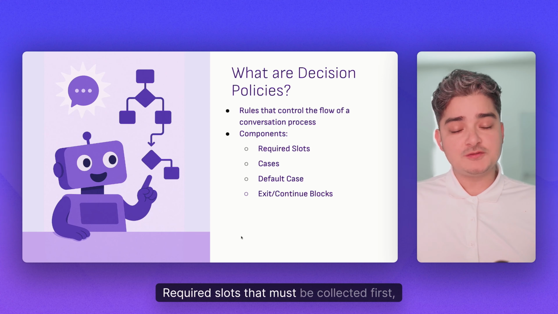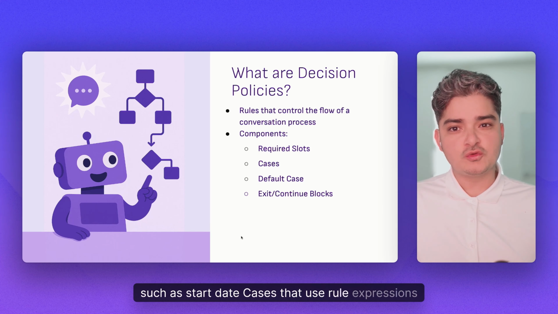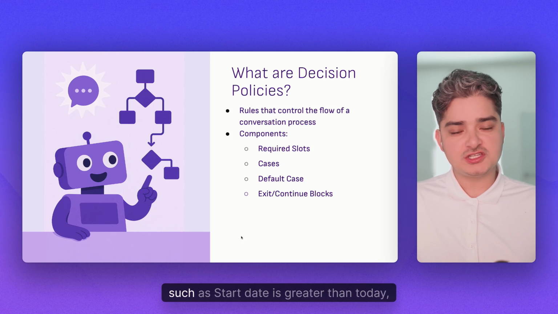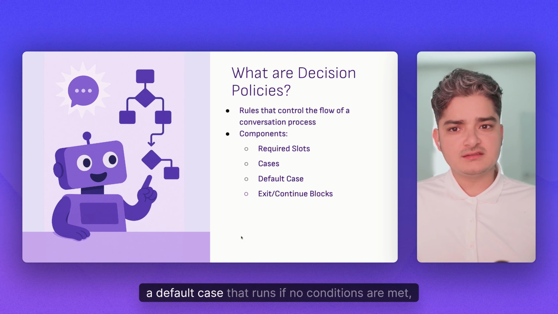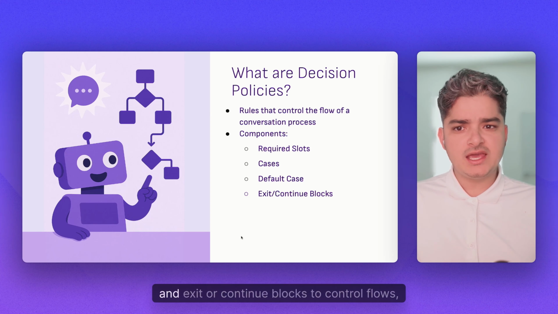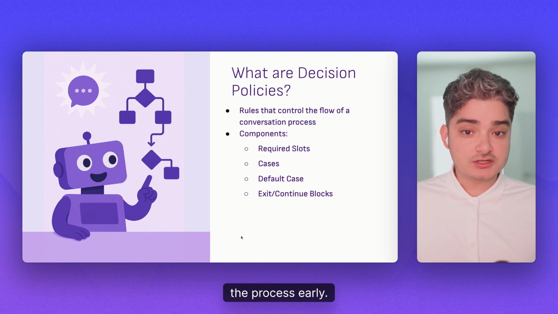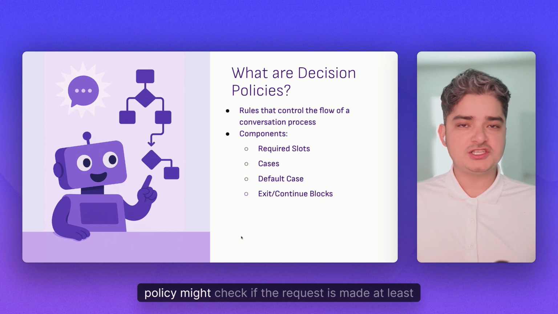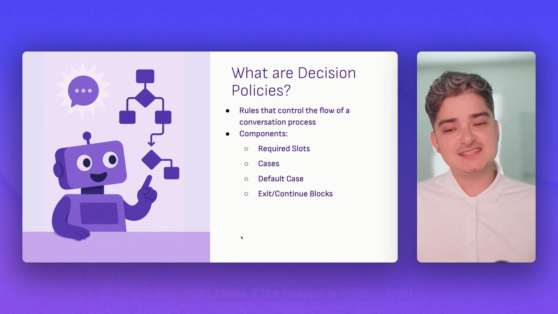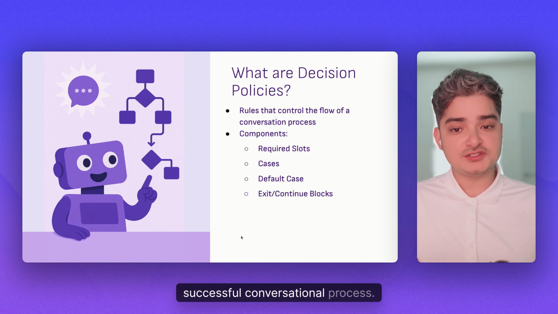Required slots that must be collected first, such as start date, cases that use rule expressions to evaluate conditions such as start date is greater than today, a default case that runs if no conditions are met, and exit or continue blocks to control flow such as exiting the process on failure or ending the process early. For example, in a PTO request, a decision policy might check if the request is made at least 7 days in advance. These components work together to create a successful conversational process.